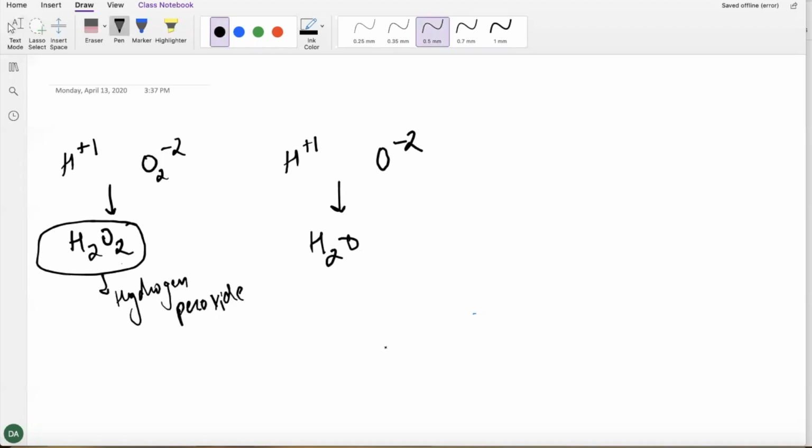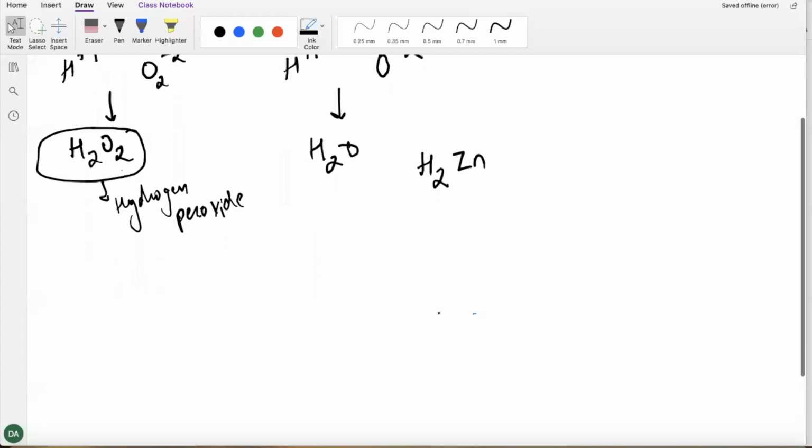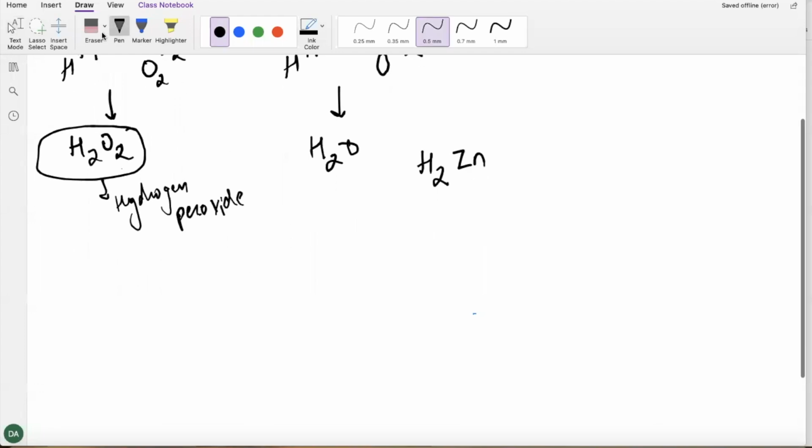Can you give an example of when hydrogen is negative, when it's H -1? Yeah, sure. So hydrogen is -1. Let's take that example. So H2 Zn, or you might actually see that as ZnH2. So let me show you that as the other way.